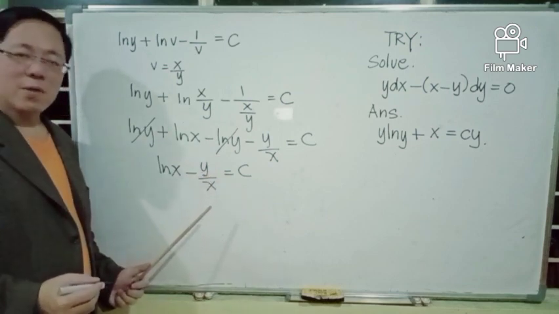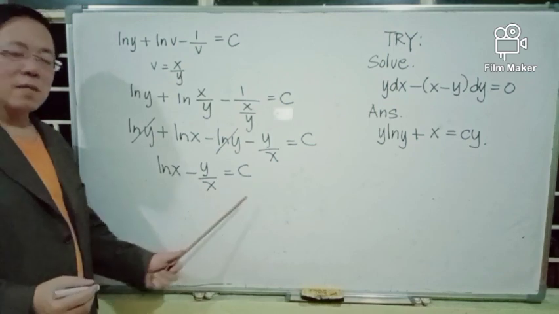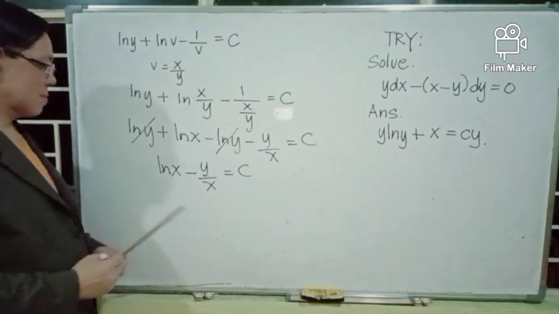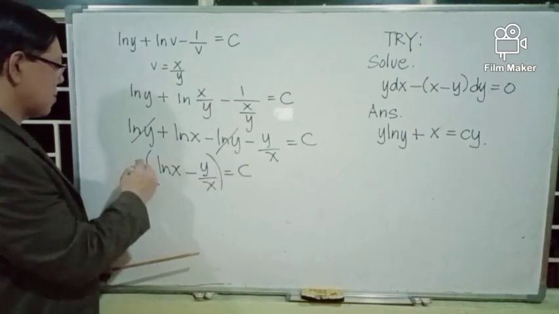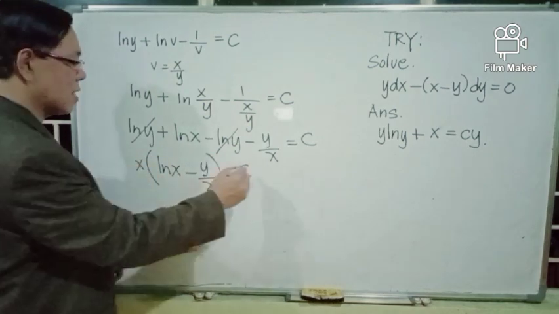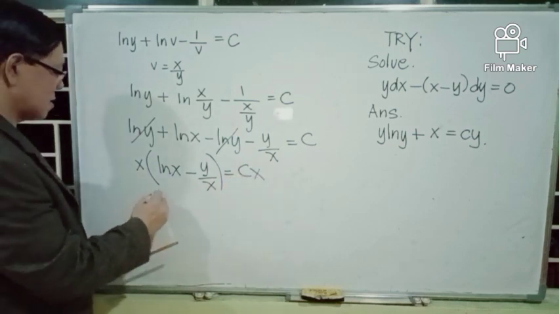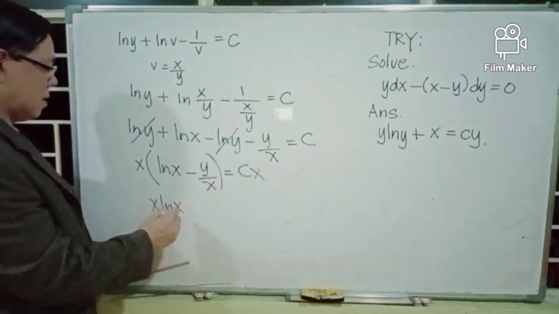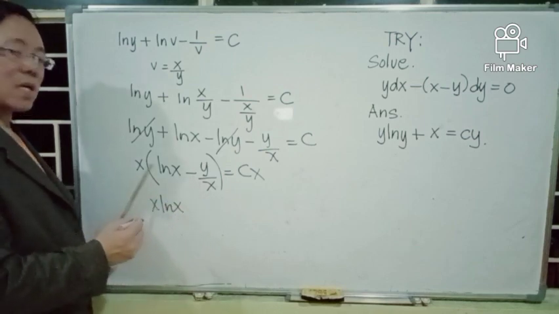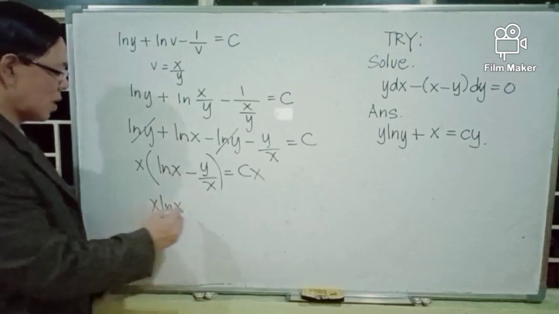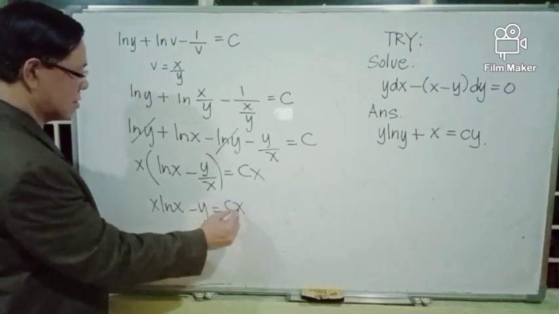Now, we want to get rid of the denominator x. We multiply both sides by x. We multiply the left-hand side by x and we multiply the right-hand side by x. We have x times ln x. x multiplied by y over x. x will cancel out and you get minus y equals cx.